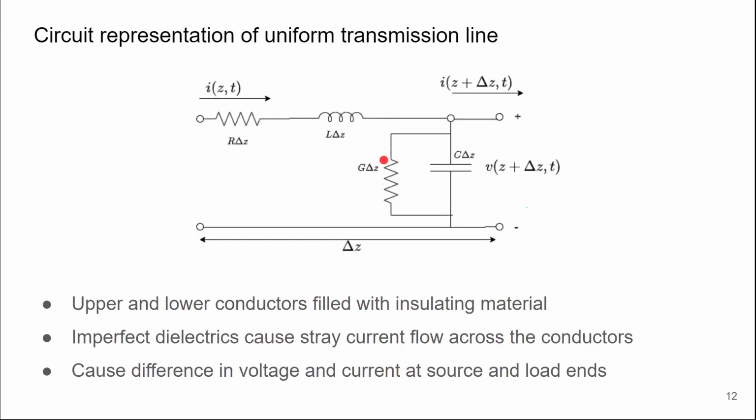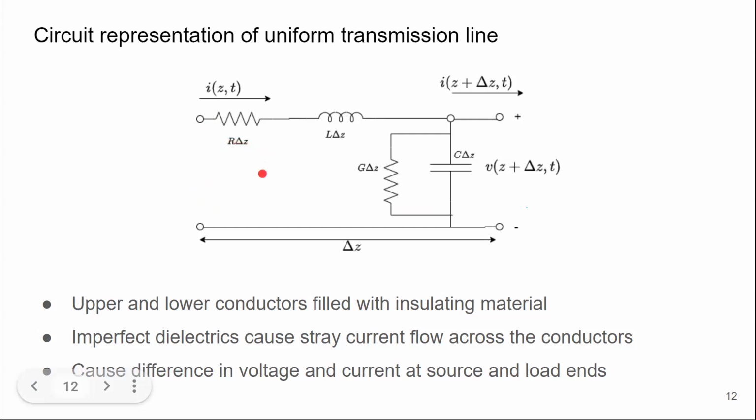And then we have the insulating material between these two conductors. The insulating material is between these two conductors, and the imperfect dielectrics cause the stray currents, and it causes the difference in the voltage and current at the source and the load ends, right? So the difference in the voltage at the source end and the load end is because of the stray current that is flowing across the two conductors.